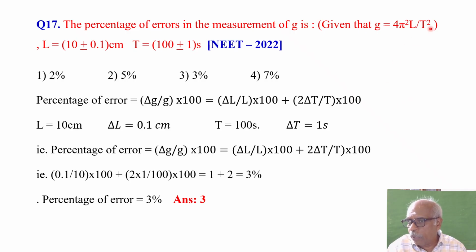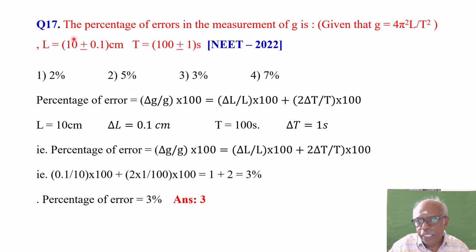So we have T square, you have to multiply the error by 2, that is 2 into the error in the measurement, 2 into delta T. If you have power 3 here, you have to multiply 3 into delta T. And it is like that only. So for T square, 2 into delta T by T into 100. Now you substitute the values.